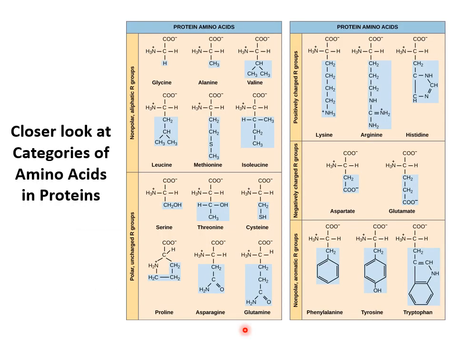Okay, so this is the bigger version. I blew up to make it a little bit clearer for you and to emphasize how important this figure is. So this is what we were just looking at a moment ago. These are all 20 of the amino acids and their R groups are highlighted.